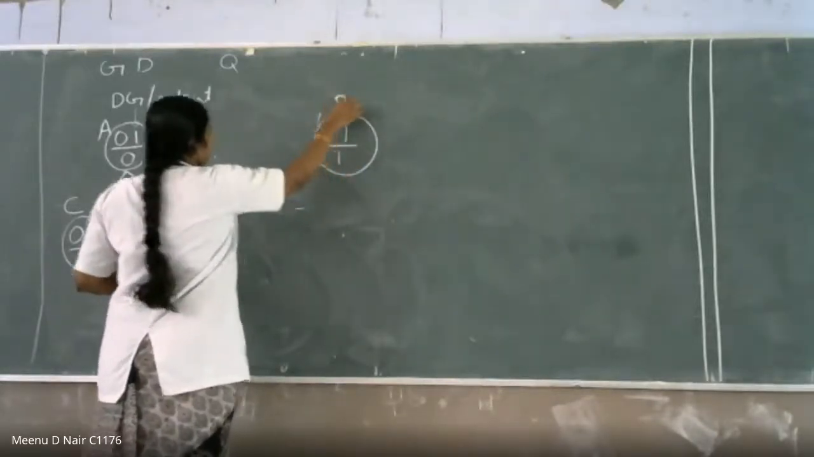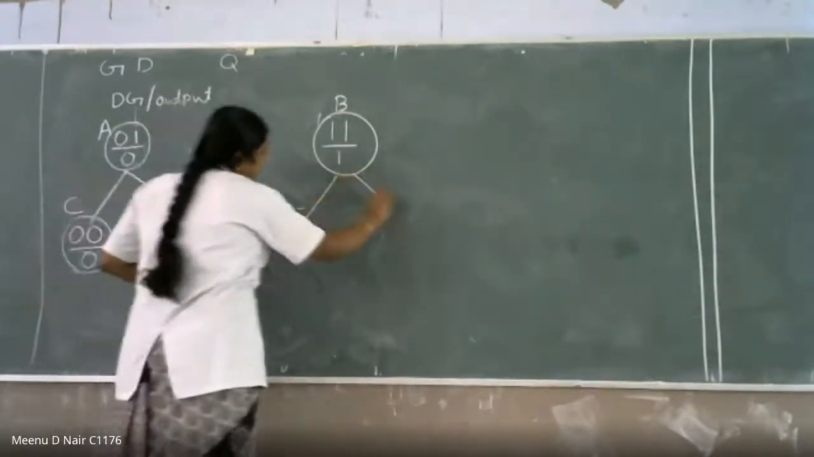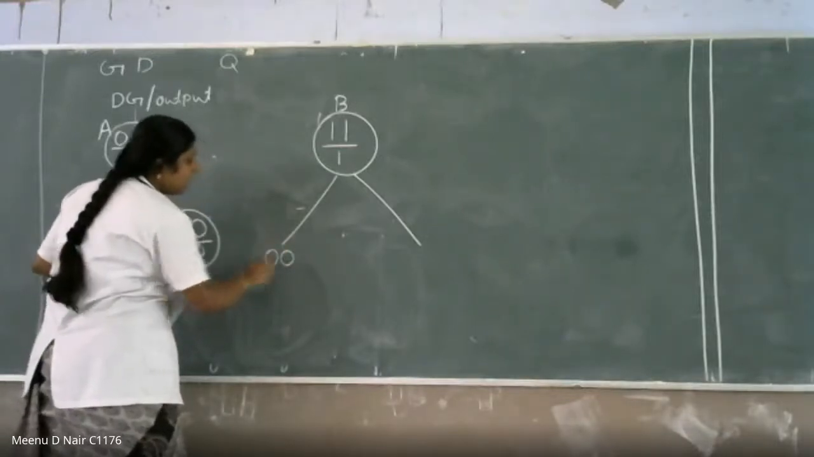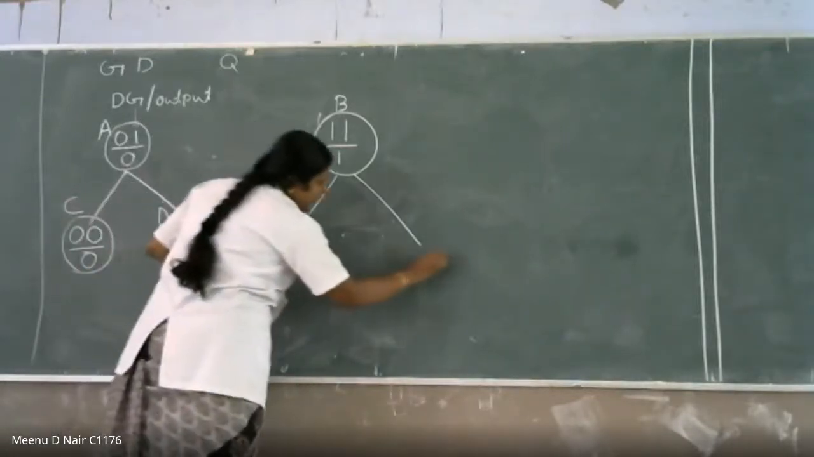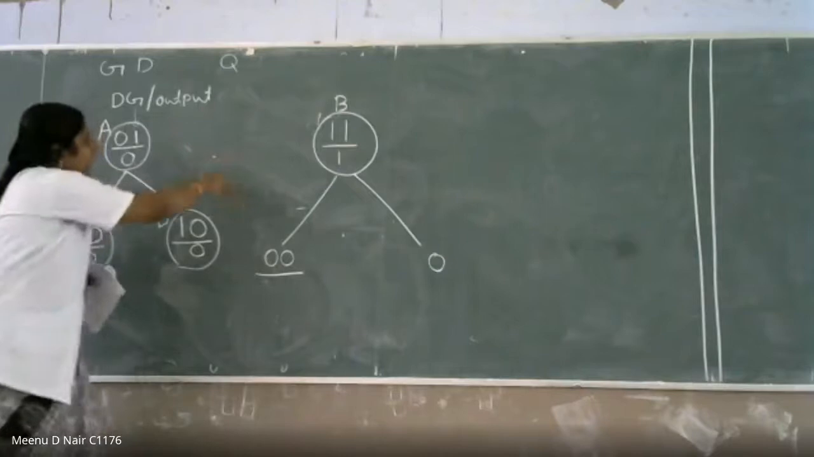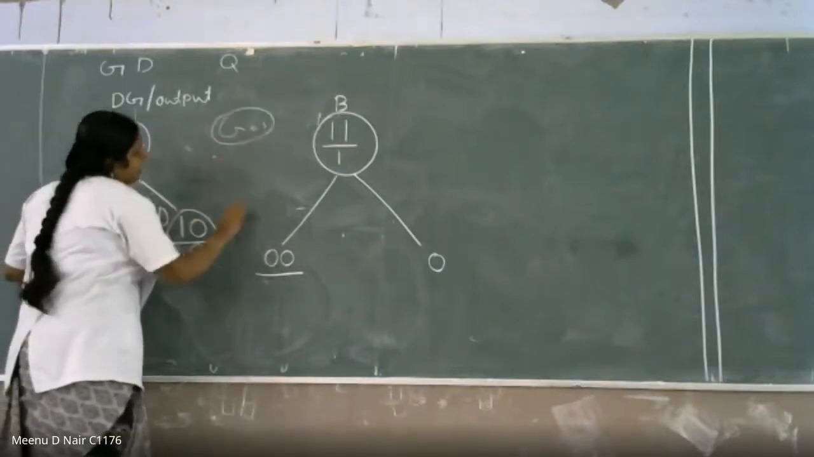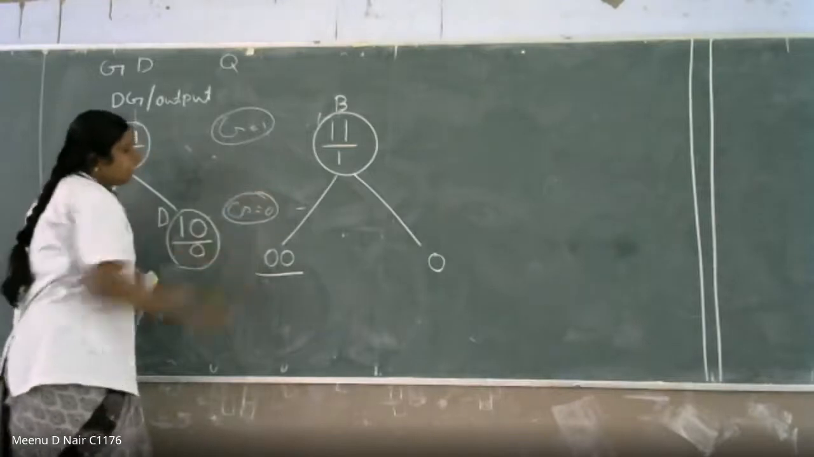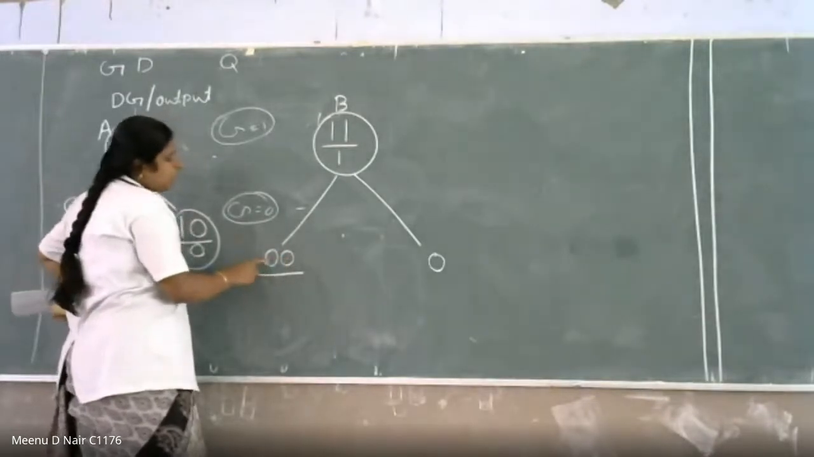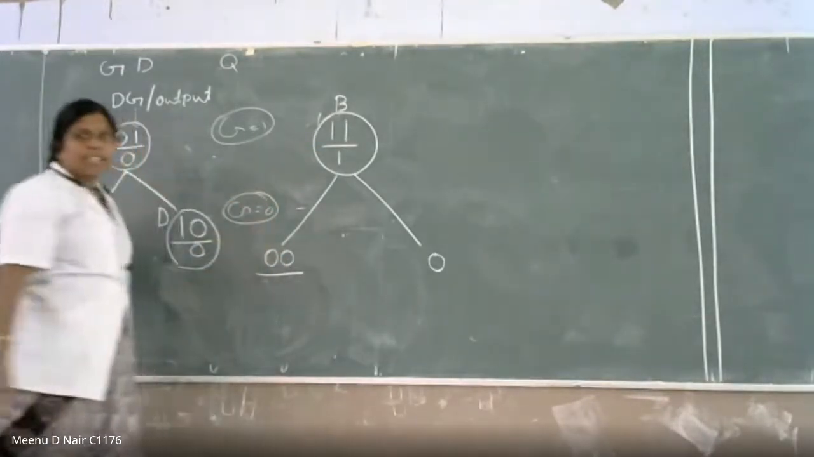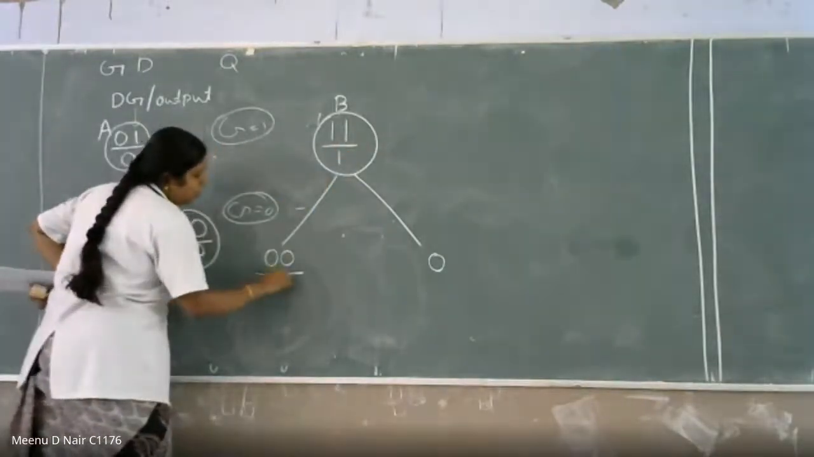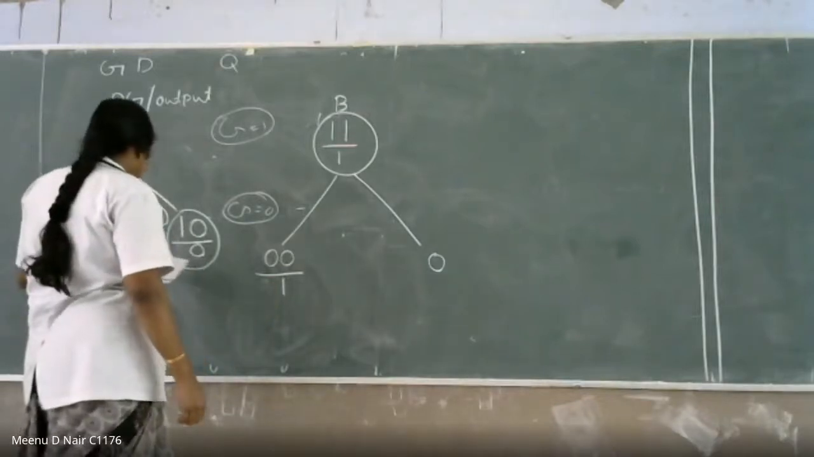This is B. From here we are writing G equal to 0, and you are considering D also equal to 0. What you are doing is fixing G as 0 in the second line. In the first line G is equal to 1, here G is equal to 0. So what is the output value? In the previous condition, the output was 1.